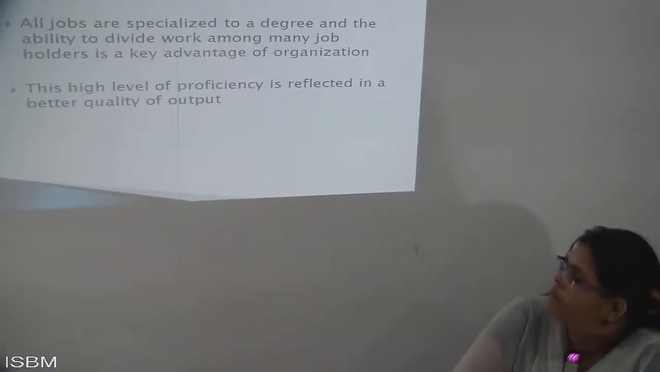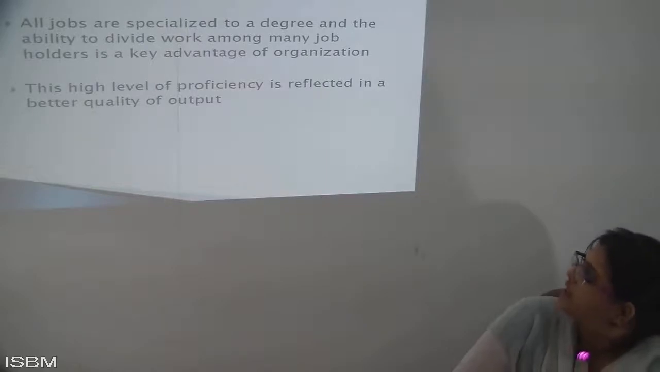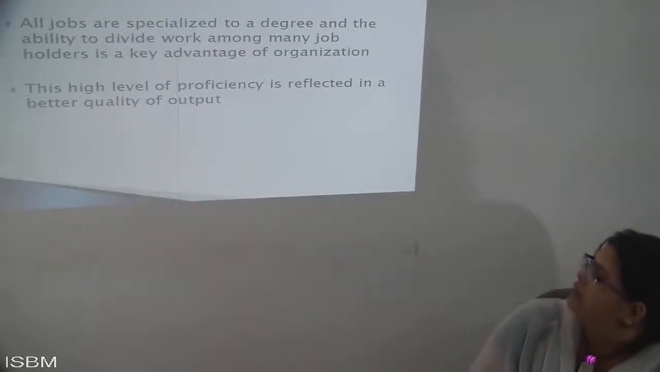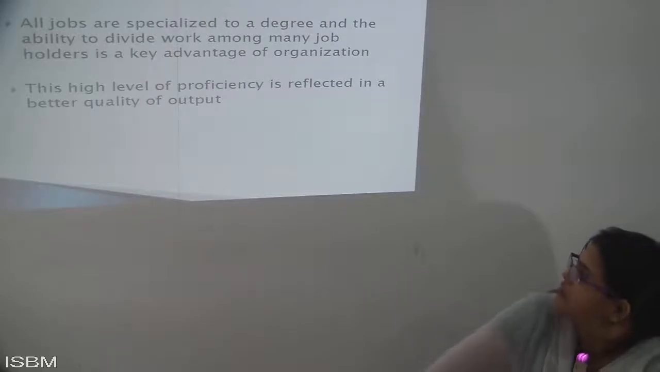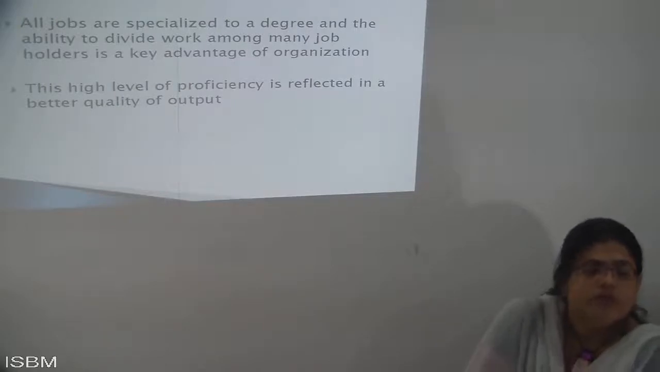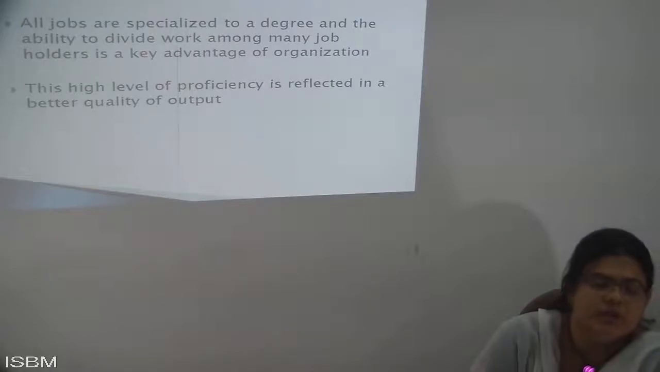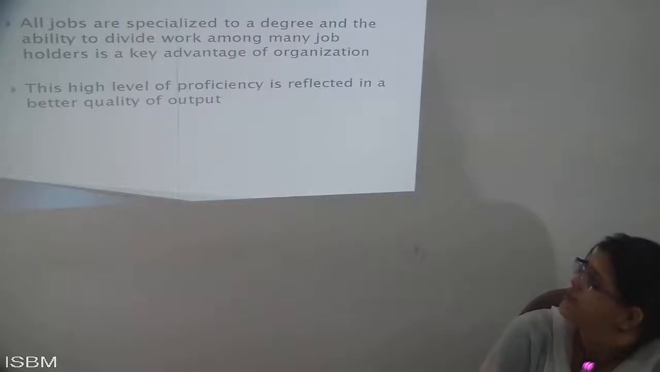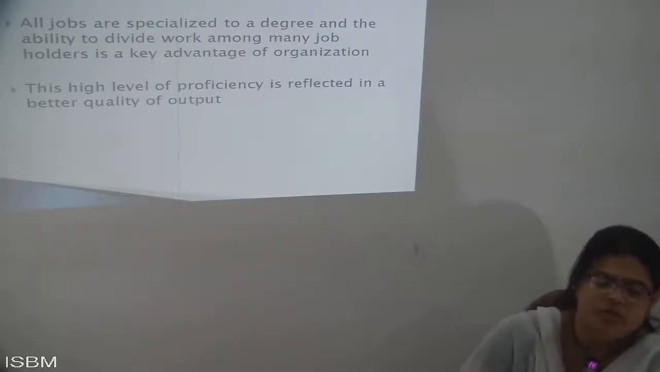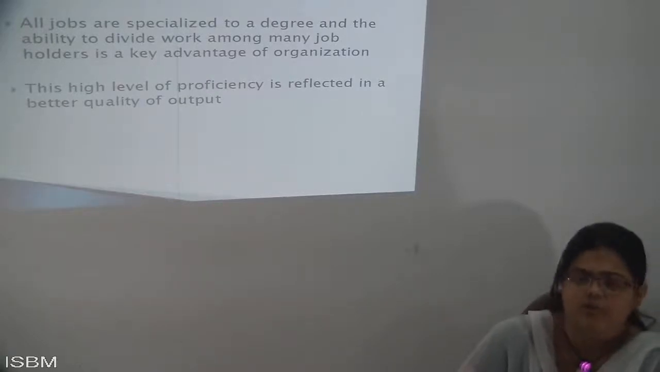Next it is division of labor. Now, all the jobs are specialized to the degree and abilities to divide the work amongst many job holders, the key advantage of an organization. The higher level of proficiency is reflected in the better quality of an output. So here in division of labor, you can see specialization. A simple division of labor is specialization, where all jobs are specialized to the degree and the abilities to divide the work among the many job holders, the key advantage of an organization.